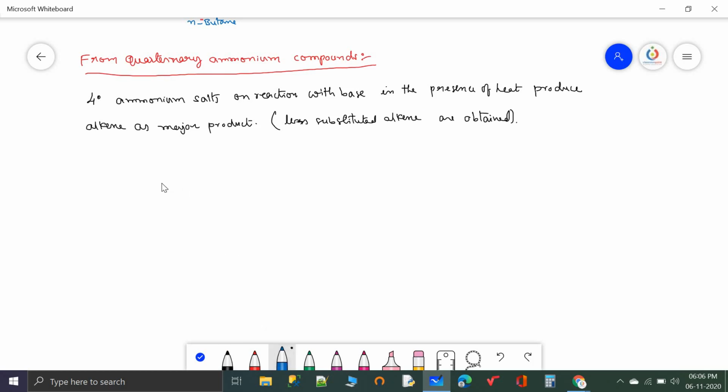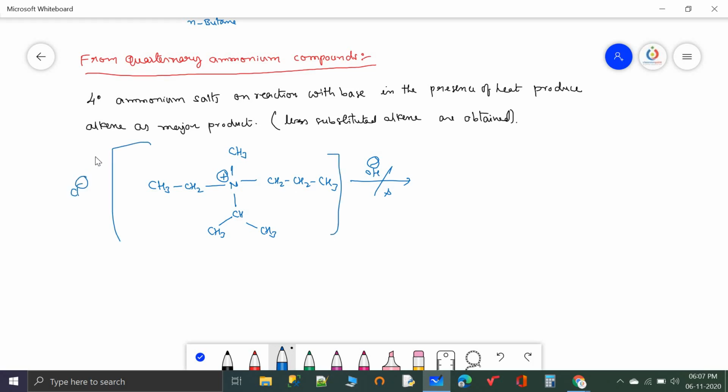So let us take the compound N with CH3, CH2, CH3, and CH2, CH2, CH3, with base and heat it. So this is called the quaternary ammonium salt compound. Plus is there, and this entire molecule is always with some negative part. So it is called the quaternary ammonium salt.